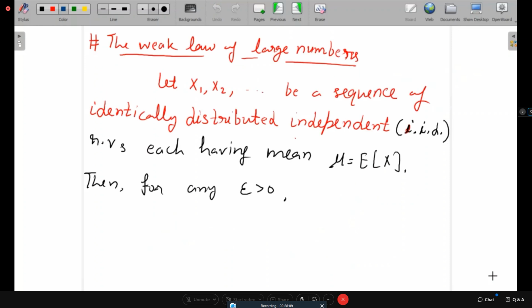Okay, now we can state the very important result, which is named the weak law of large numbers.